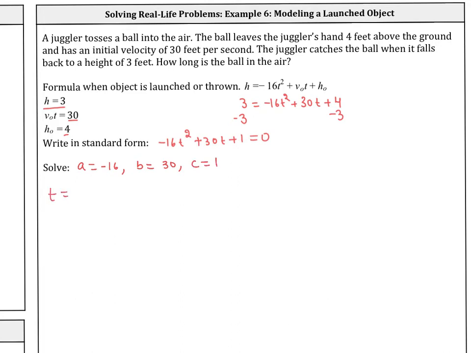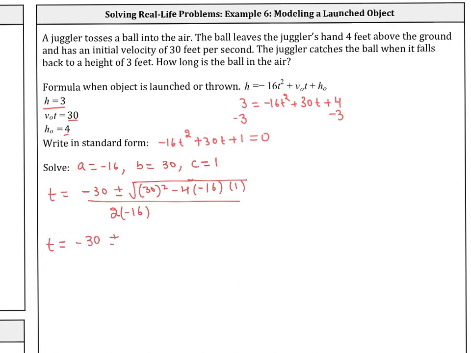To solve for t, we're going to apply the quadratic formula: negative b plus or minus the square root of b squared minus 4ac, divided by 2 times negative 16. We're looking for time, so t equals negative 30 plus or minus the square root of 900 plus 64, which is 964, divided by negative 32.